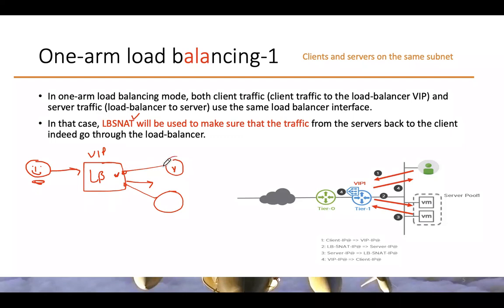This is primarily used to make sure that the servers in the response packet don't respond to the user directly and cause an asymmetric route. And I'm sure if you've worked on load balancers in the past, you know what I'm talking about. So this SNAT is something we highly recommend enabling when we are configuring one-arm mode.